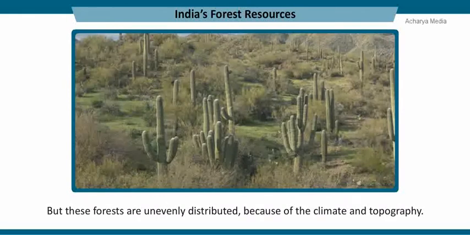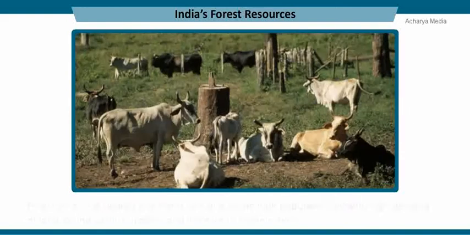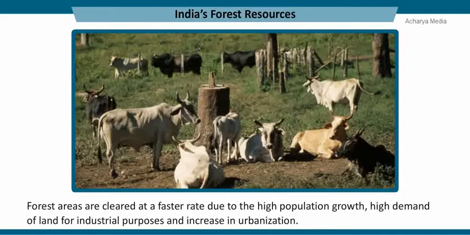But these forests are unevenly distributed because of the climate and topography. Forest areas are cleared at a faster rate due to the high population growth, high demand of land for industrial purposes and increase in urbanization.